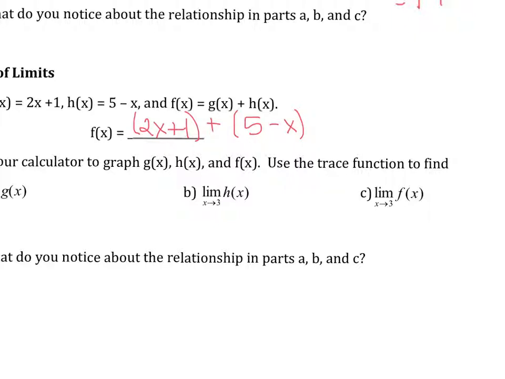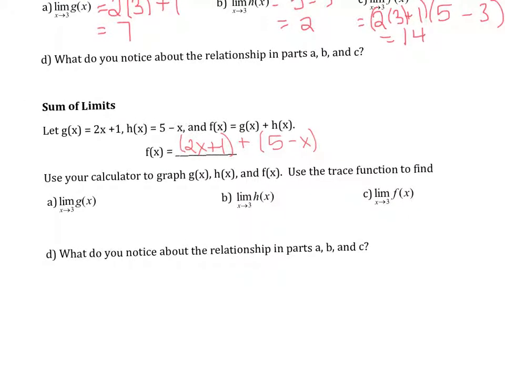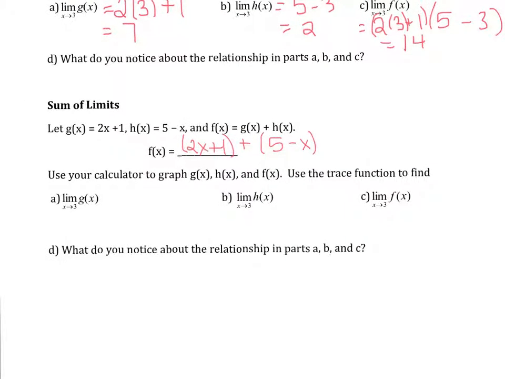So at this point, you should notice that your limit as x approaches 3 of g of x should be the same as it is above because, again, it's the same function. So that limit equals 7, okay? Your limit for part B would be the same as it was for the product of limits, which would be 2. So the only new thing we need to find now is the limit as x approaches 3 of f of x, which would be this new function.